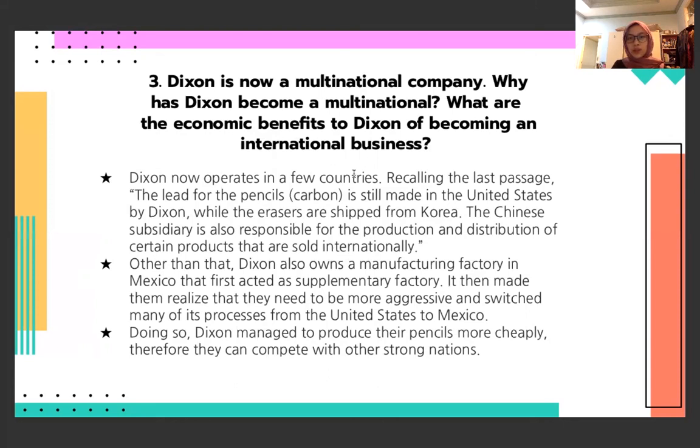Other than that, Dixon also owns a manufacturing factory in Mexico that first acted as a supplementary factory. It then made them realize that they need to be more aggressive and switch many of its processes from the United States to Mexico, although having to lose a lot of jobs in America. But by doing so, Dixon managed to produce their pencils more cheaply, and therefore they can compete with other strong nations such as China.